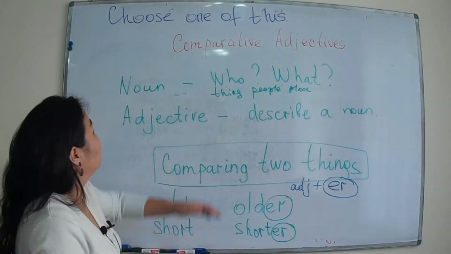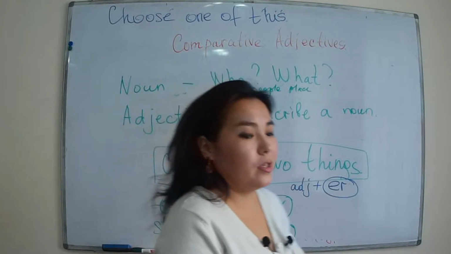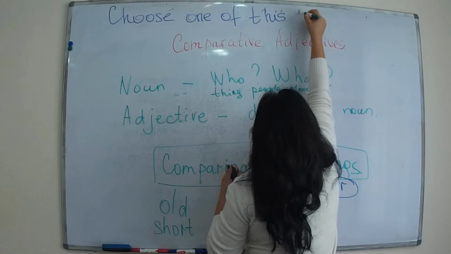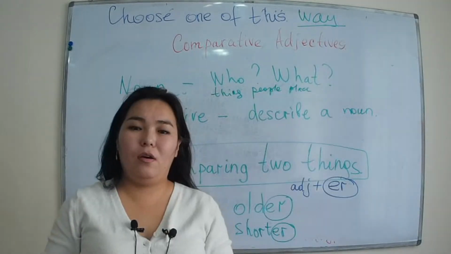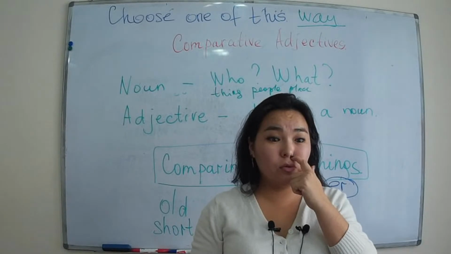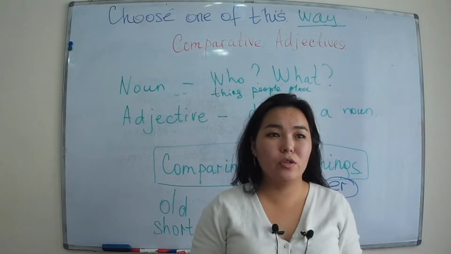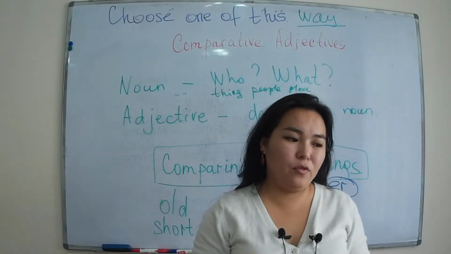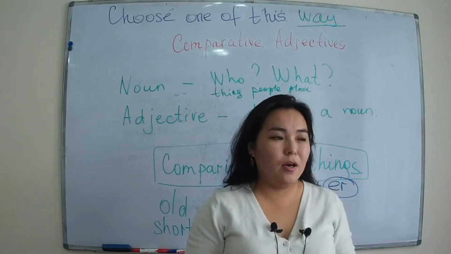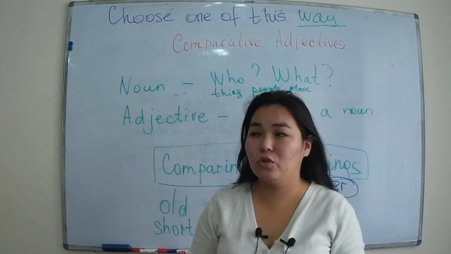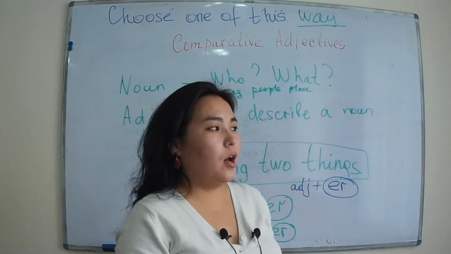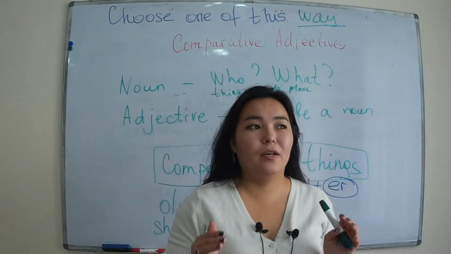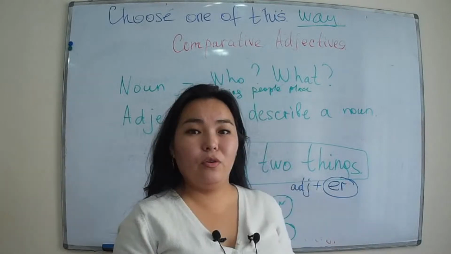So first of all, choose one of these ways. Just because if you want to develop, if you want to enlarge your vocabulary, if you want to achieve some goals in your life, you should learn English. You should practice English every day. You should listen to English. You should speak in English, and so on. Different activities in order to develop your English language.